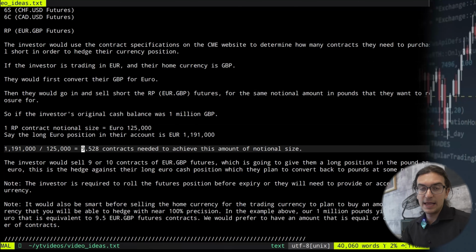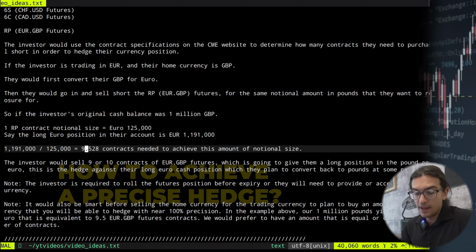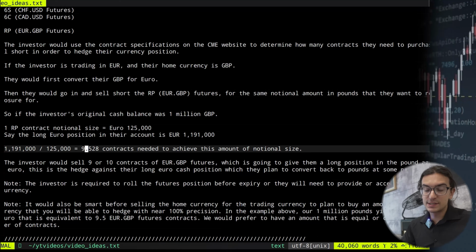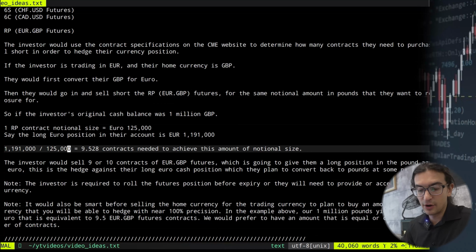Now back to our text document. Of course, the example I gave resulted in a hedge of 9.5 contracts. Ideally, when you're converting your home currency to the trading currency, you want to convert a notional amount that would line up with an even number of futures contracts based on the notional size of the futures contract, which is 125,000 euro. So basically, instead of converting the currency first and then hedging it later, what I would prefer to do is plan for the hedge before you convert the currency. That way you could achieve a more precise hedge.